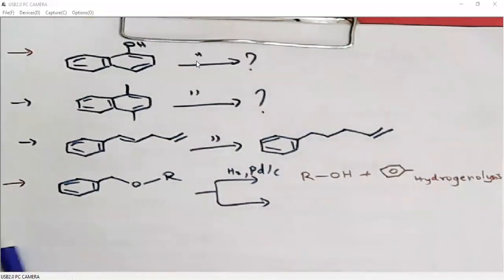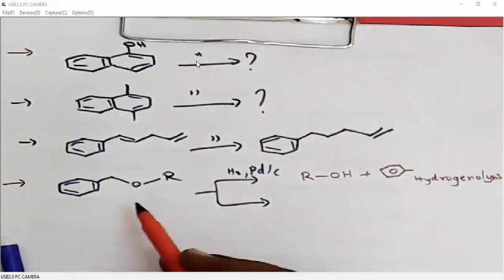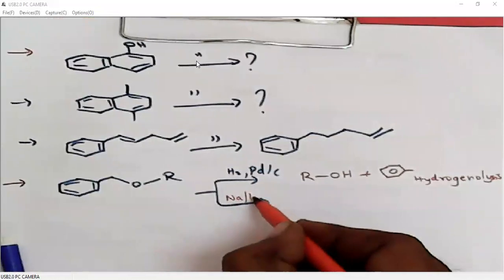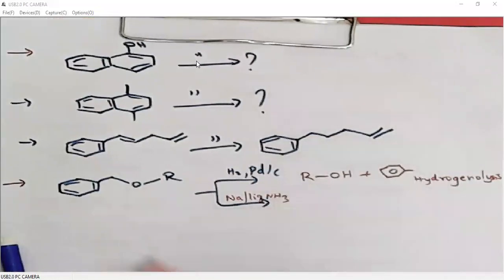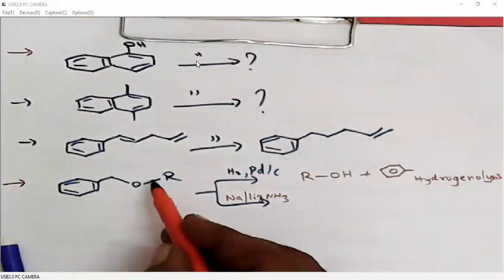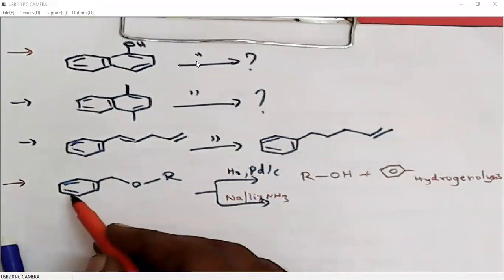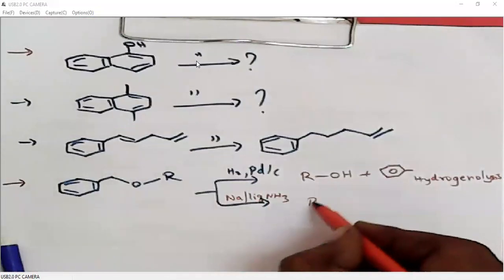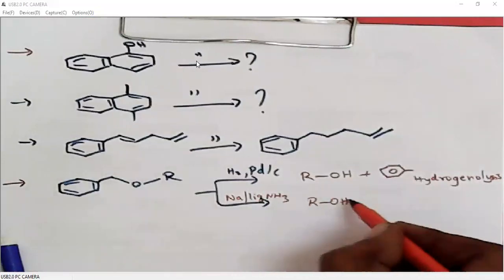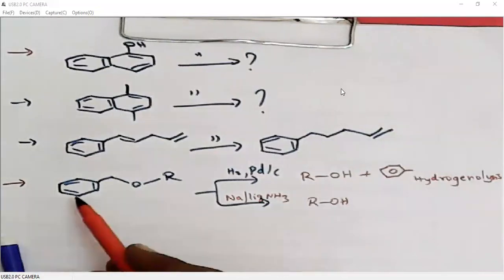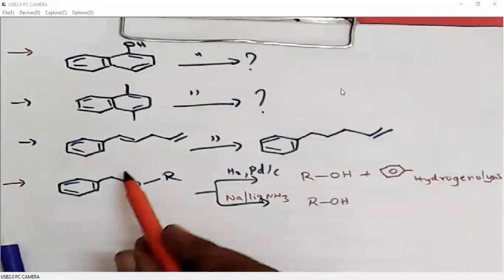A similar reaction can be expected under Birch reduction conditions. When we add sodium in liquid ammonia, this preferentially reduces the aromatic system, right? This cannot be reduced, so it preferentially reduces aromatic systems. So the benzylic group is the one which will undergo reduction. So again we will get alcohol, but the byproduct is not toluene, because the aromatic system will undergo reduction.